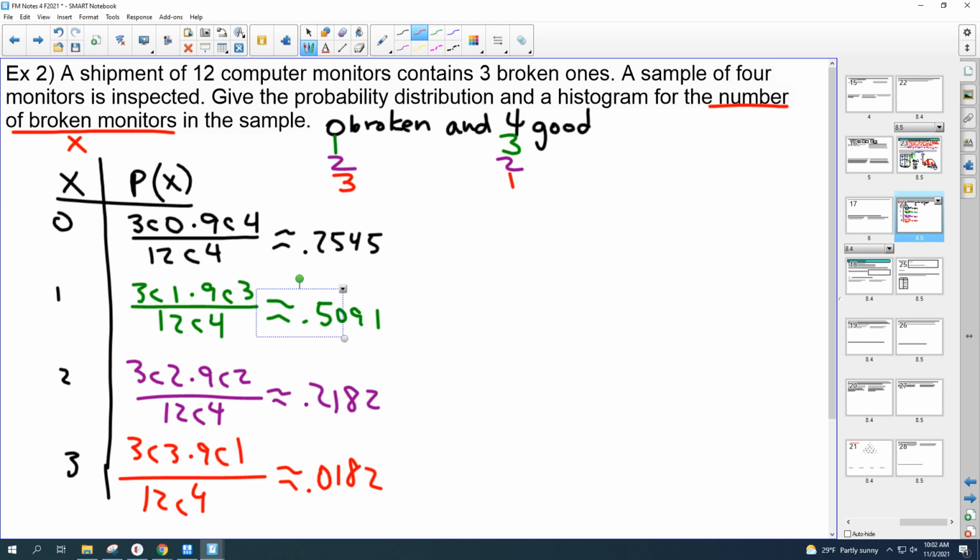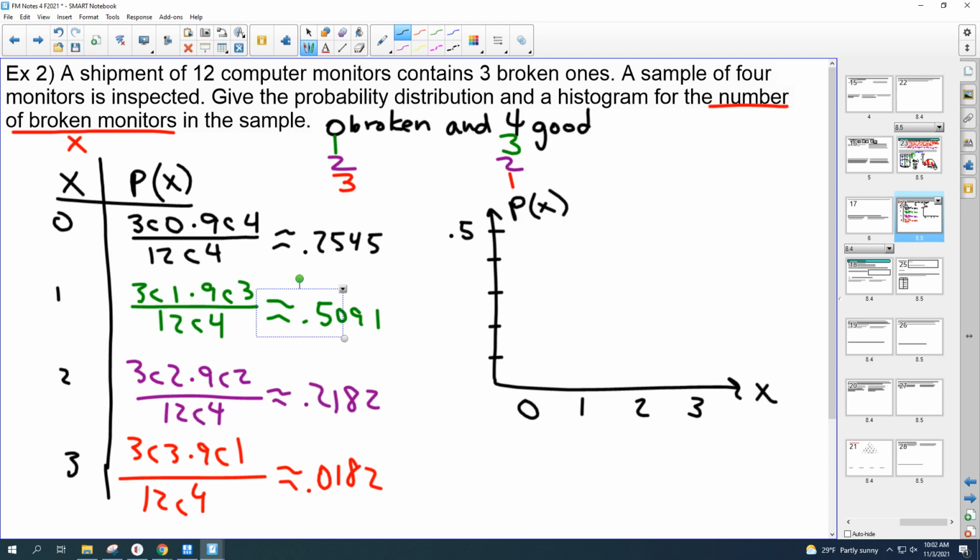They also want a histogram. So for the histogram, you're going to have an x-axis and a P(x) axis for probabilities. I'm not going to go up to 1 here. Let's just go up to 0.5. You don't have to go up to 1. I just need to go barely above 0.5. So the different x values could be 0, or 1, or 2, or 3. 0 broken monitors was about 0.25 or so. It's about right there, right? 0.1, 0.2, 0.3, 0.4, 0.5. 1 broken monitor was about 0.5091, so just a little bit higher than 0.5.